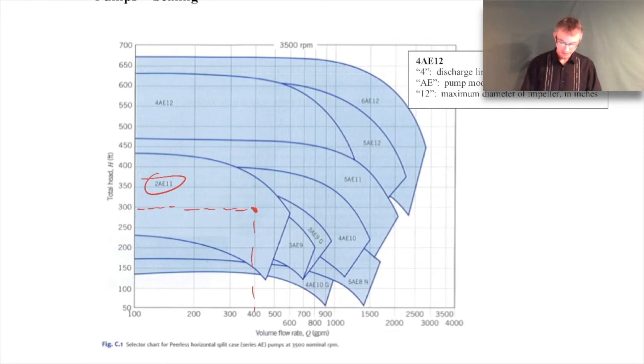And in this particular case, the numbering scheme for this company, they give it here. So this first number is just the discharge line size. That's the outgoing pipe diameter, basically. Pump model AE, it's just within their own numbering scheme within their own company. And 12 is the maximum diameter of impeller in inches. So again, we just talked about being able to put impellers of different diameters into the volute casing. So this would be the maximum diameter in inches for that particular one. So anyway, I just wanted to show you how these kind of plots work because you'll see them frequently for different pump manufacturers.